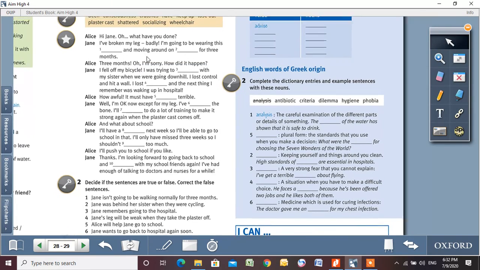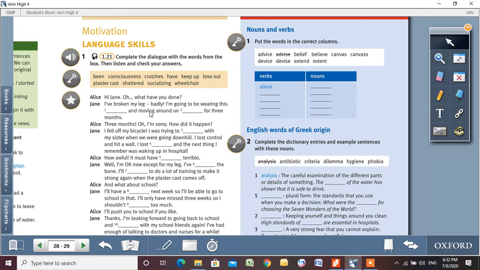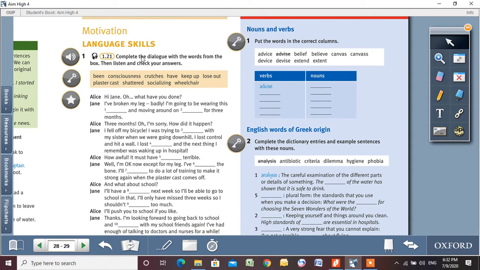Okay, and then language skills, exercise 1. Complete the dialogue with the words from the box, then listen and check your answers. So again, this is a dialogue that you are going to listen to, and then you try to put these words as you listen to it in the right place. Now let me show you, or let you listen to this.